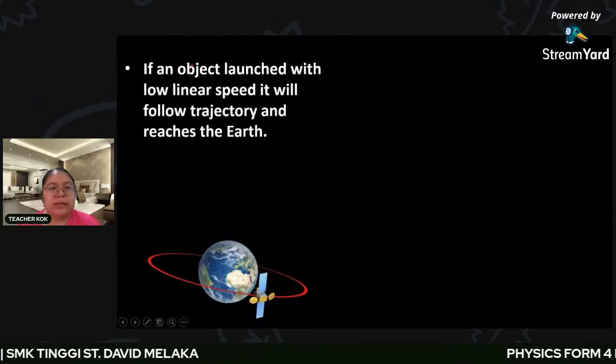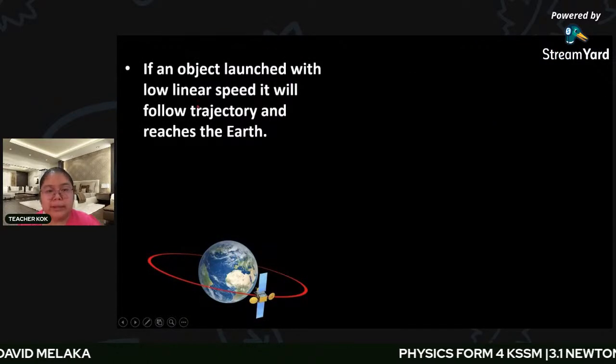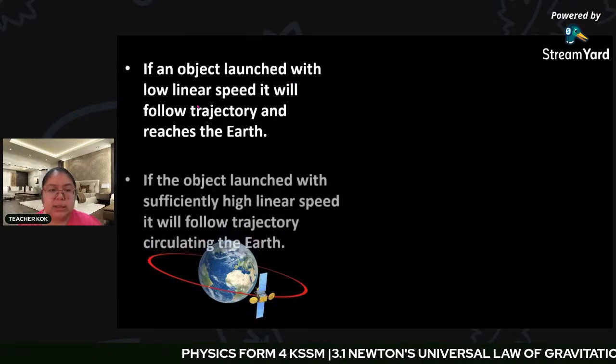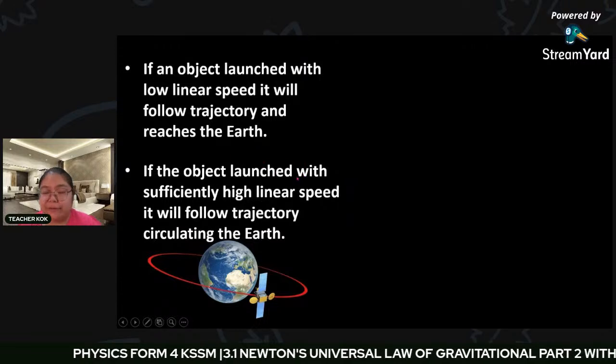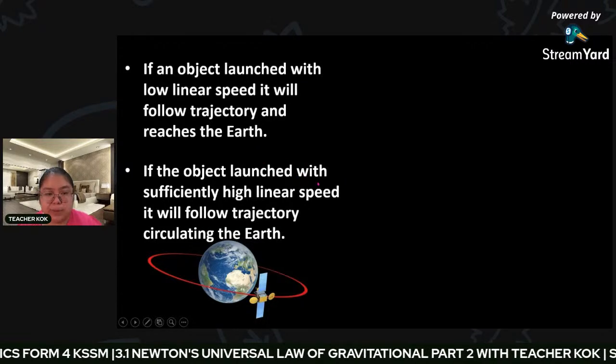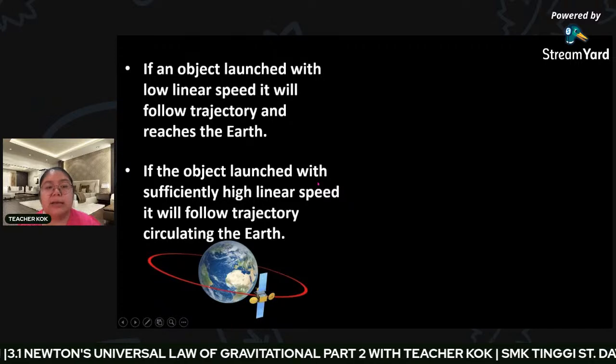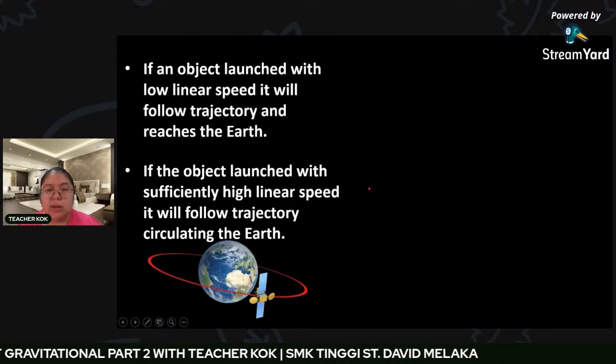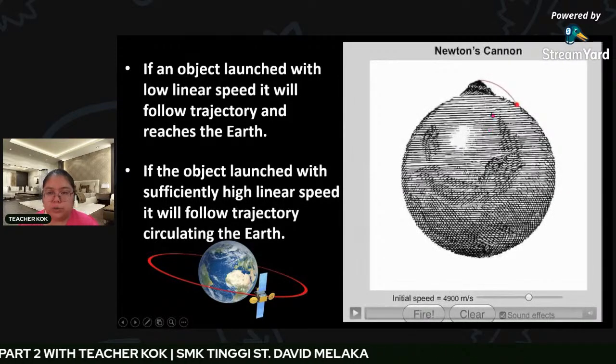So if an object is launched with low linear speed, it will follow the trajectory and reach the Earth. If the object is launched with sufficiently high linear speed, it will follow the trajectory circulating the Earth. So from here, you can see the orbit. Now they want to demo it to you.